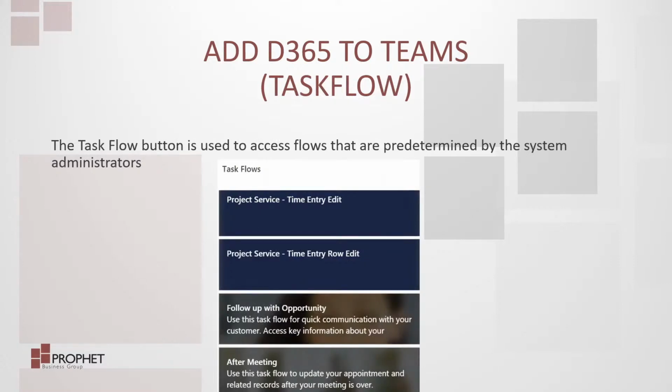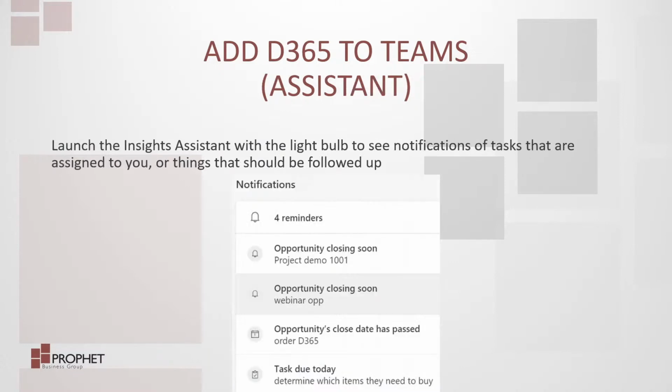The Task Flow button is used to access flows that are determined by your system administrator. This will ensure that people follow the same steps and have consistency across the data entry. Launch the Insights Assistant with the light bulb that is at the bottom of the screen to see notifications of tasks that are assigned to you or things that should be followed up.